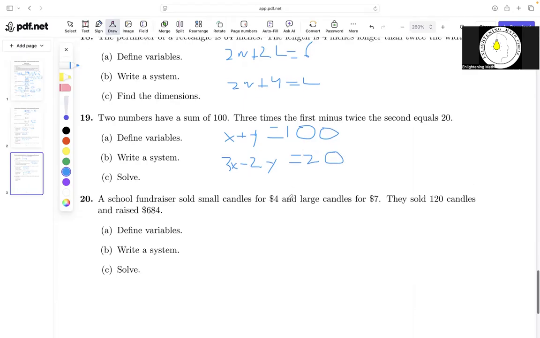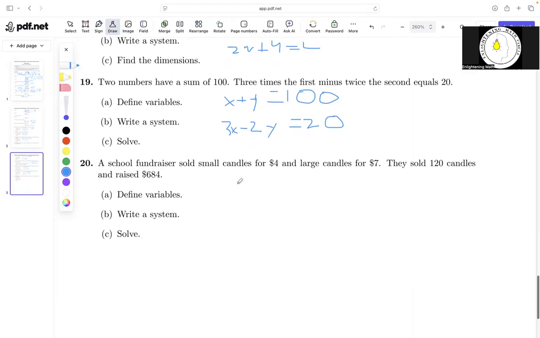And then for the last one, small candles for $4 and large candles for $7. So let's use S and L. They sold and they made $684, and they sold a total of 120 candles. So S plus L equals 120.